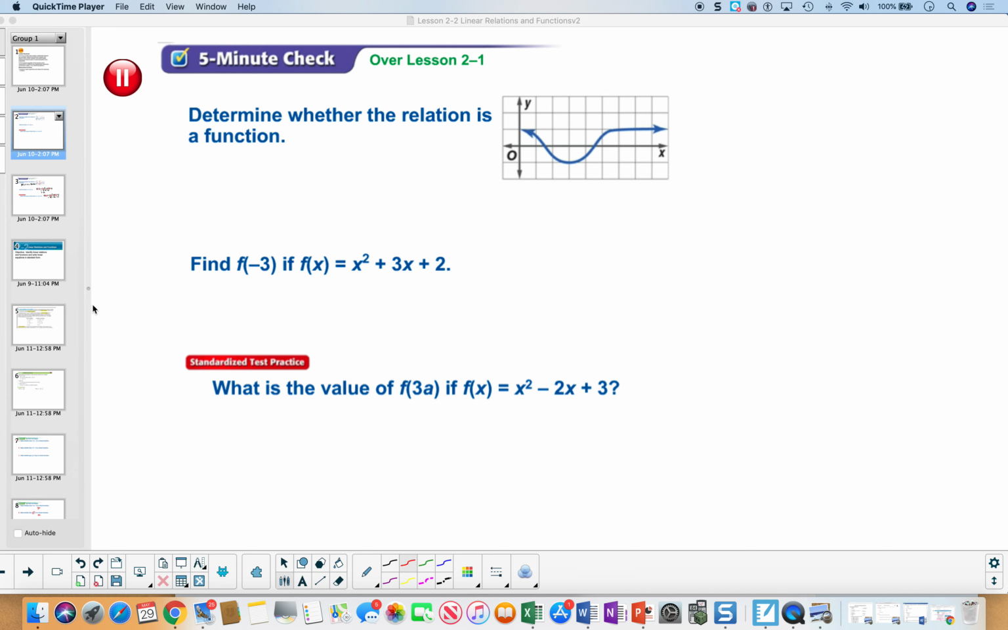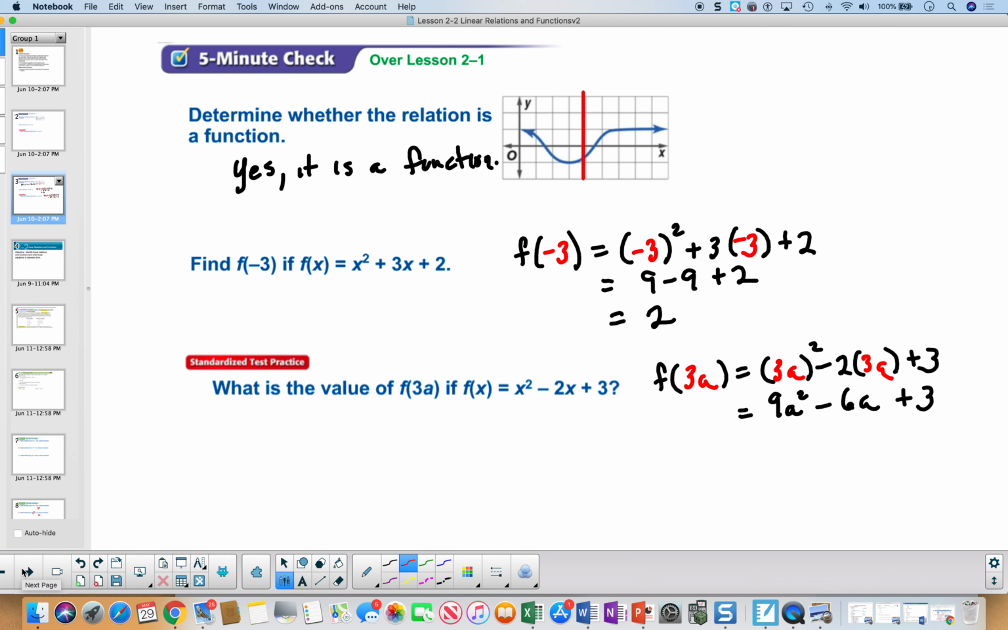Lesson 2-2 warm-up. Pause to do the warm-up. And here are the answers.